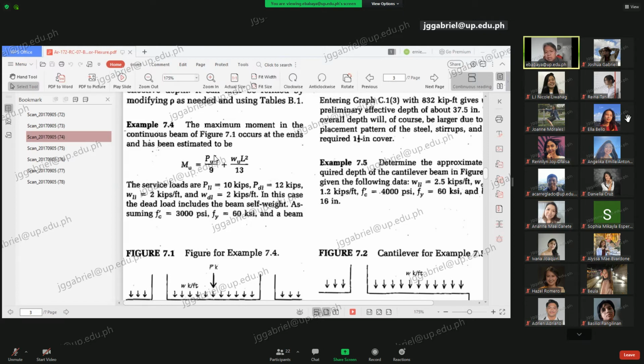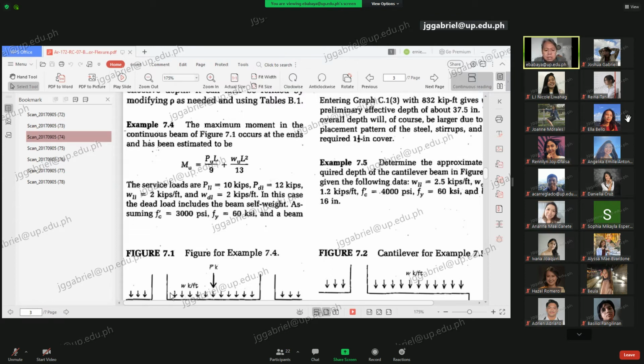Now, it's mentioned here that the service loads are PLL, that's 10 kips, and PDL, that's 12 kips. PLL, 10 kips, is acting at this point, or at mid-span. So this is the location, and it is acted on by PLL, 10 kips, and PDL, 12 kips. Okay.